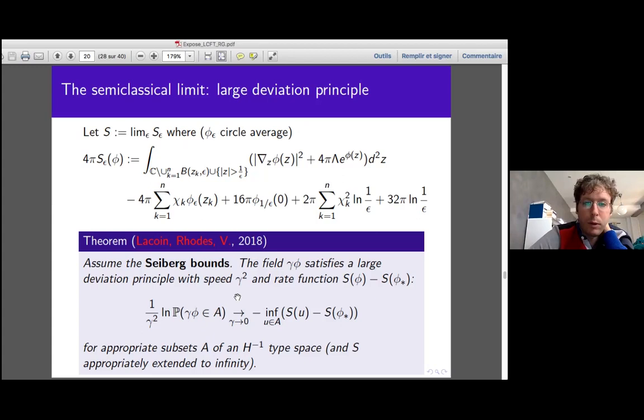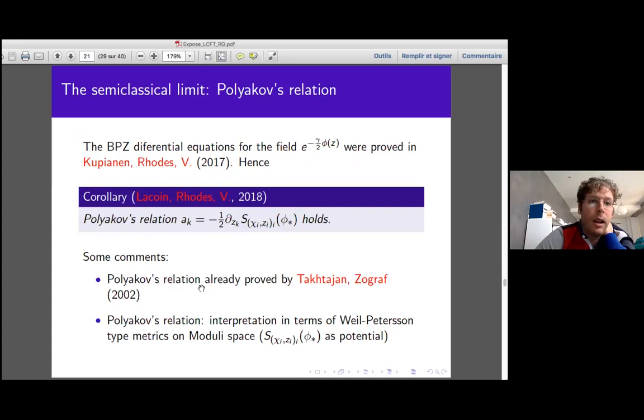Okay, so we can recover all this, and since we proved the BPZ differential equation for the field exponential minus gamma over 2 phi(z) in our paper with Antti and Rémy, we showed that with our probabilistic construction we can recover these degenerate equations. Well, we can also give a probabilistic proof of Polyakov's relation for these accessory parameters.